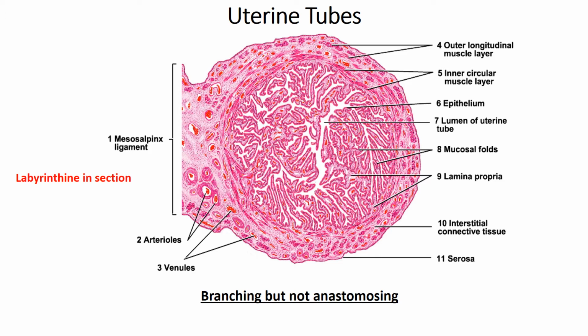These folds are not uniform throughout. These mucosal folds are very abundant in the initial portion, the ampulla. As we progress towards the uterus, in the intramural part, the folds are absent because the lining is now similar to the lining of the uterus.